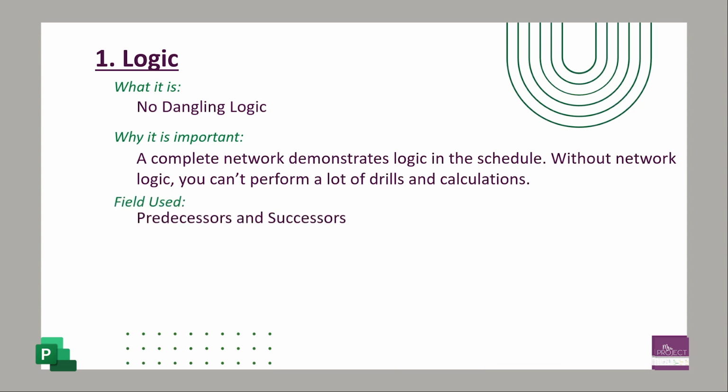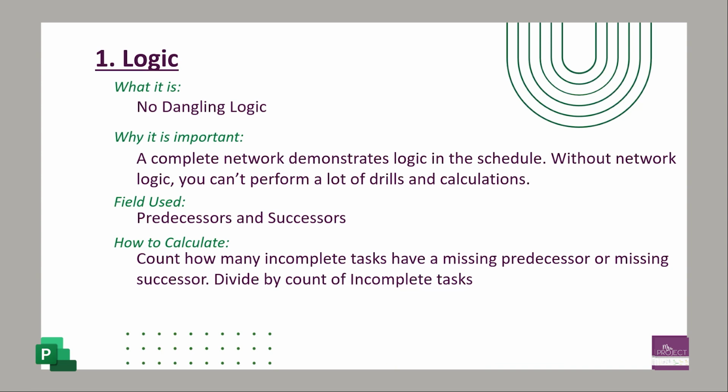What fields are used? You're going to be looking at your predecessor and successor fields. And how do you calculate this? Pretty simple. We'll walk through it. You count how many incomplete tasks have a missing predecessor or missing successor. And then you divide that by the count of how many incomplete tasks you have. So this is back to the baseline: you're not looking at completed tasks, you're narrowing it down to say how many incomplete tasks do you have open and how many of those are missing predecessors and or successors.